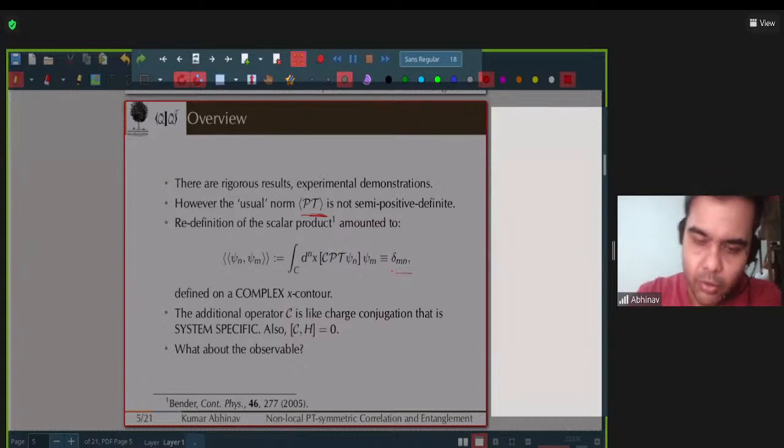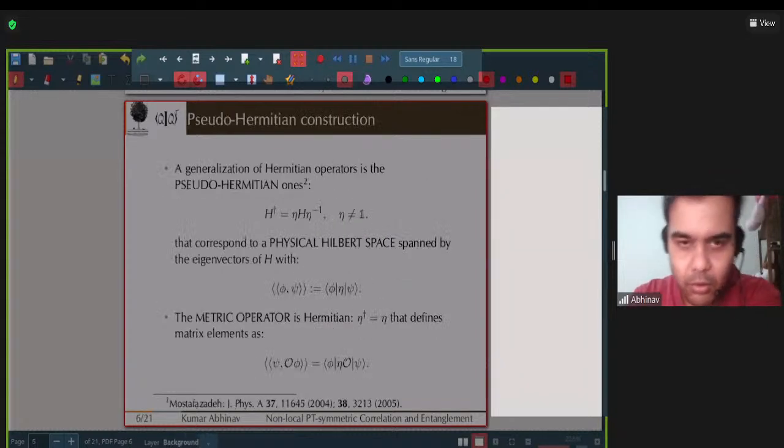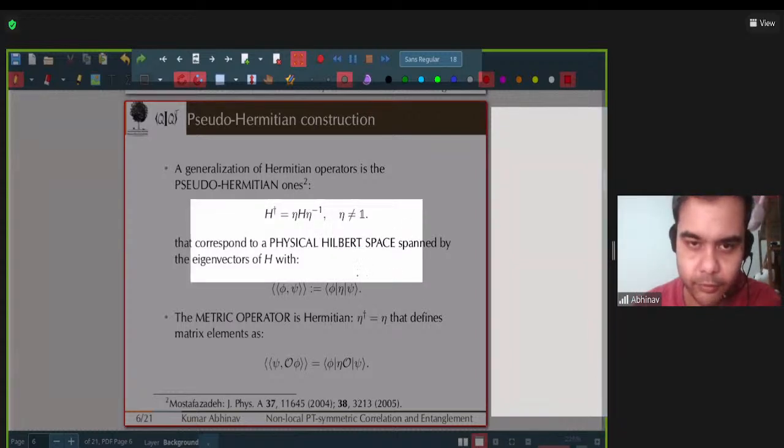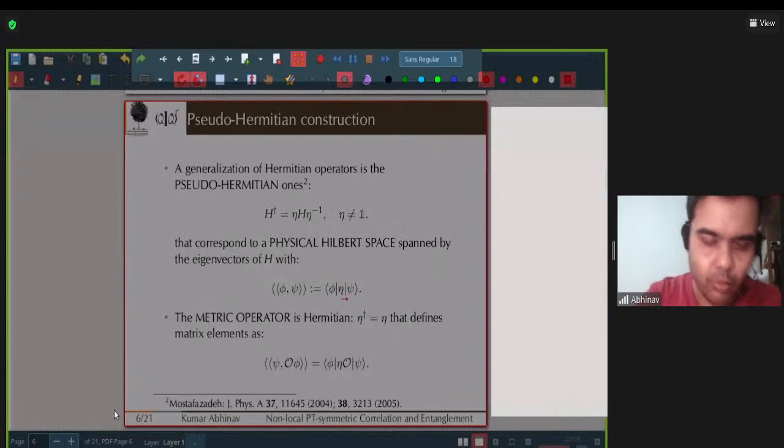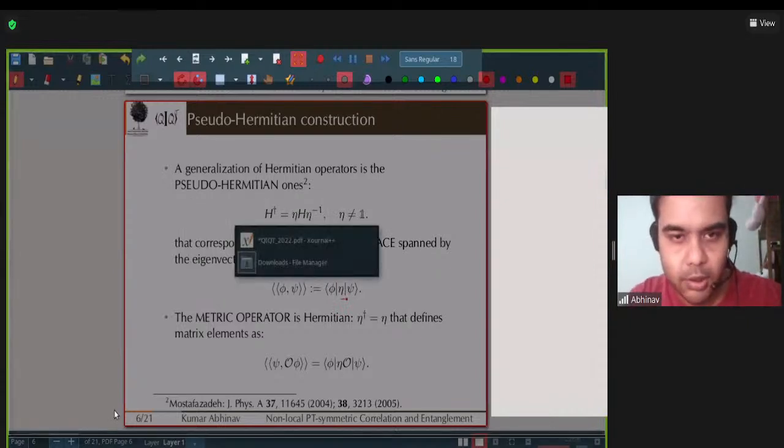So next, what do you do for observables? For that, we need a more general formalism, which people have talked about, the pseudo-Hermitian formalism, where you define a metric operator, this eta. Just a second.